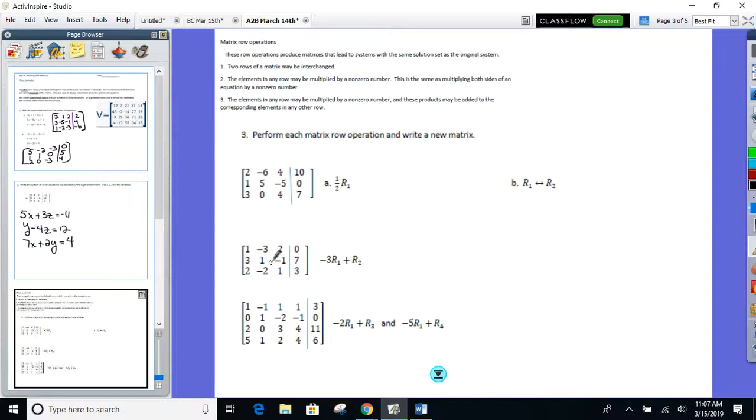Which row are you only touching? Row 1. Rows 2 and 3 are not going to change. The same numbers are going to be in there. All right, so here you go. I'm just going to do a little arrow here with a new matrix. Tell me my new row 1 now if I'm going to multiply by 1/2.